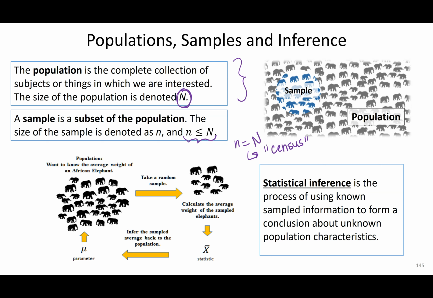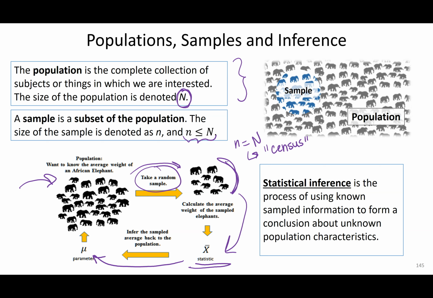So the design that we're going to use, suppose I have the population of all African elephants, and I want to know the average weight for all African elephants. My first step should be to take a random sample of African elephants. I'm going to take this subset and calculate the average weight from the subset. So x bar is going to be my statistic from my sample, and I can use this information to make a statement back to the population. The parameter mu, the mean for the population, I can make a statement about it based on what I saw in my sample.